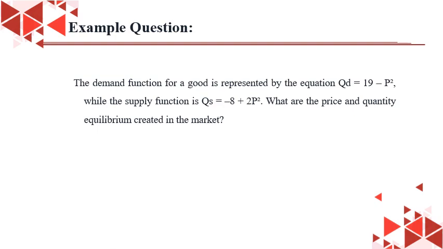So we have here the demand function for a good represented by the equation QD equal with 19 minus P squared, while the supply function is QS equal to minus 8 plus 2P squared. And the question for this problem is, what are the price and quantity equilibrium created in the market?